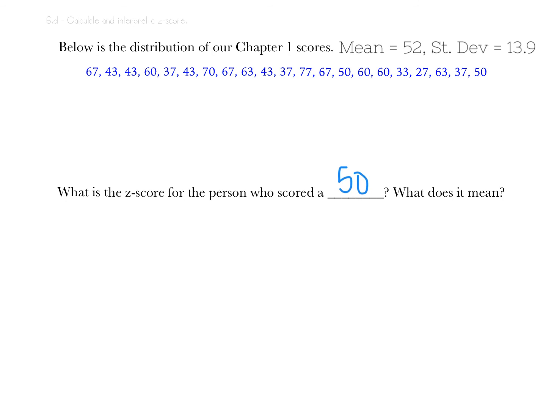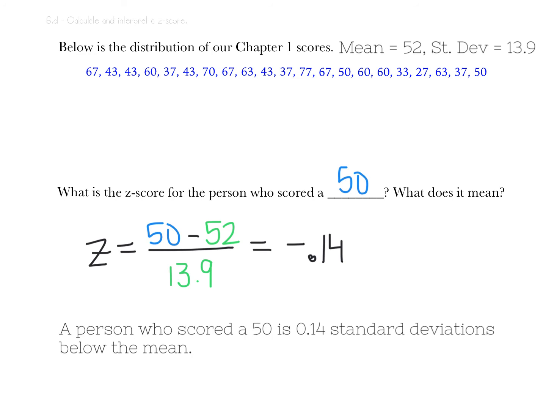All right, so now I'd like you to calculate the z-score of somebody who scored a 50 and tell me what that means. So hopefully you were able to get negative 0.14. So what that means is that a person who scored a 50 is 0.14 standard deviations below the mean. So they're just barely below the mean because 0.14 is not very far. And if you think about it, that makes sense because a 50 is not that far below a 52 when we're measuring about 14 points apart. So 0.14 standard deviations below the mean is what a score of 50 would be.